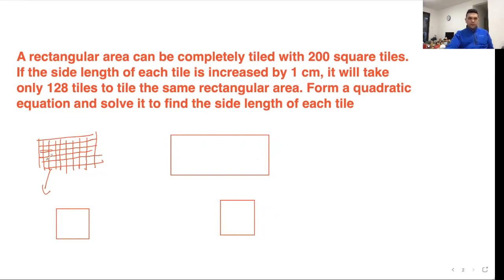All right, so this one, it says the area of this rectangle, right, is going to be the same. Let's say area one is going to be the same as 200 times the area of each tile, the area of each tile, right? So I have 200, and if I calculate the area of each tile, which is going to be x squared, I use x here.